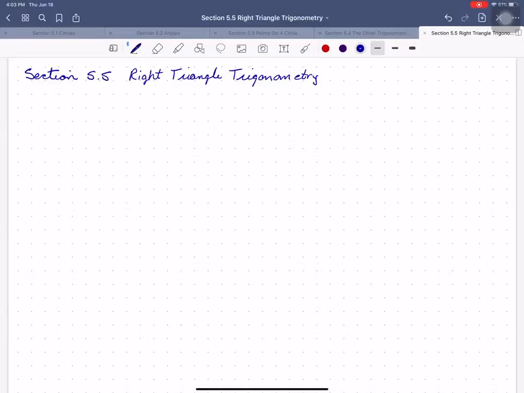Hi, welcome back. So we're going to start in on section 5.5, which is right triangle trigonometry. And let me make some connections, or help you make some connections, first. So we've been working within our unit circle, or within a circle, right? With effectively this little triangle right here. And we know some things.